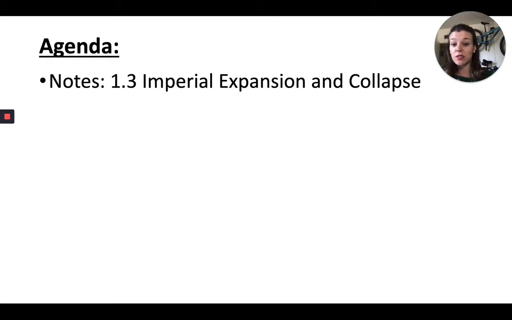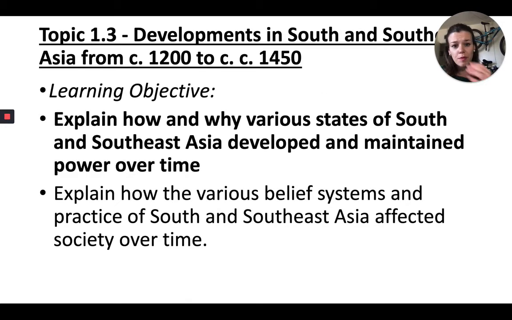The name of today's notes are Imperial Expansion and Collapse. So this continues to be part of topic 1.3. So we're following along with our AP topics. Last time we looked at that second objective. Today we are looking at the first one. Explain how and why various states of South and Southeast Asia developed and maintained power over time.